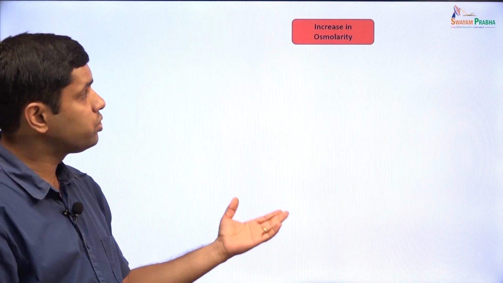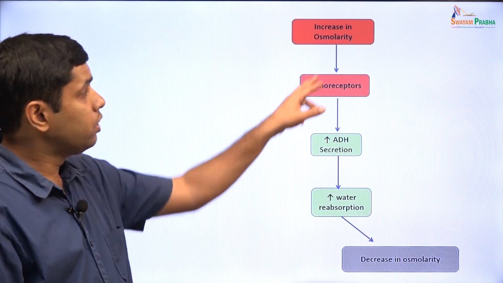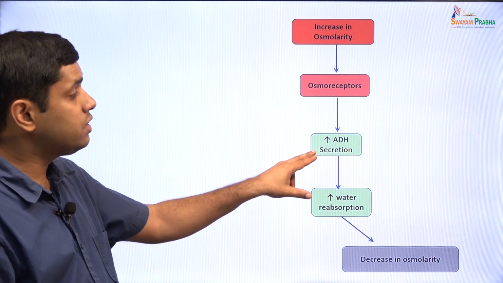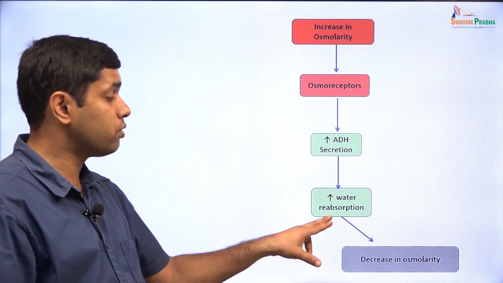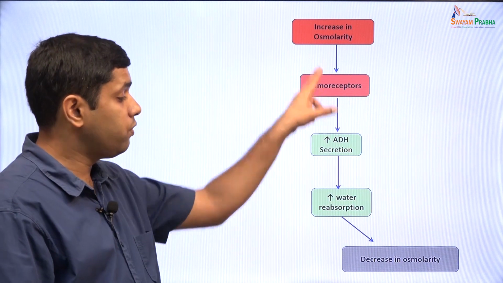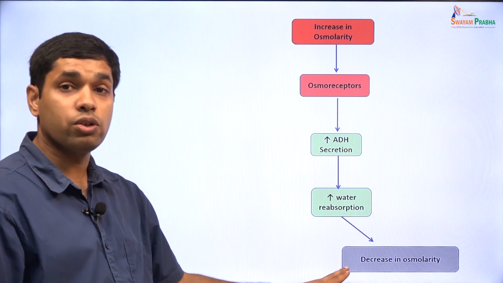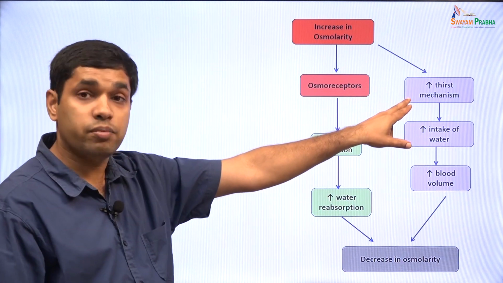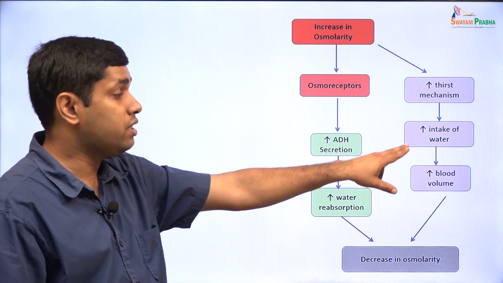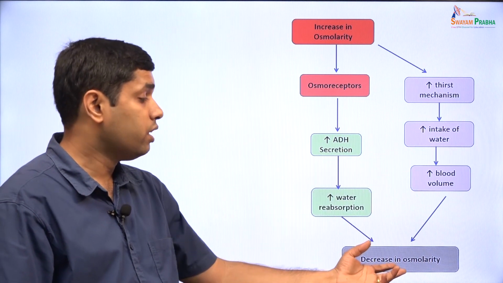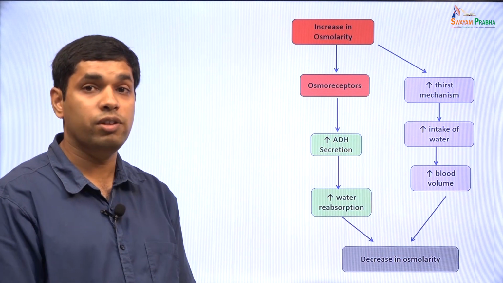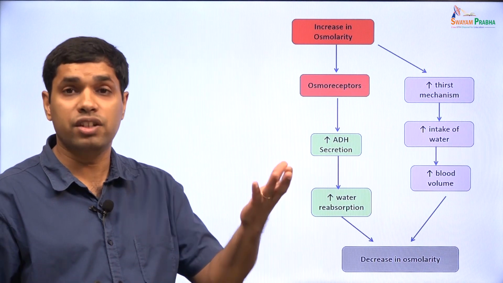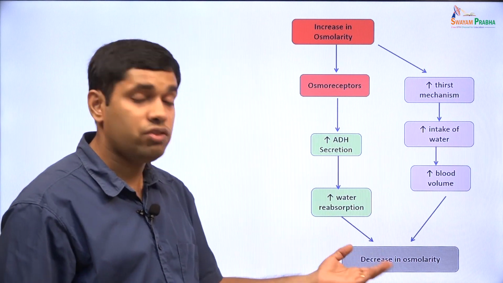So this flowchart shows you the effect of an increased osmolarity. When there is an increase in osmolarity, this is picked up by the osmoreceptors, which causes increased ADH secretion from the posterior pituitary, causing increased water reabsorption, therefore a decrease in osmolarity and bringing the osmolarity back to normal. This increase in osmolarity will also stimulate the thirst mechanisms in the hypothalamus, causing an increased intake of water, therefore an increased blood volume, bringing the osmolarity back to normal. So this is the way in which the body defends osmolarity. When the osmolarity increases, the body can decrease it.